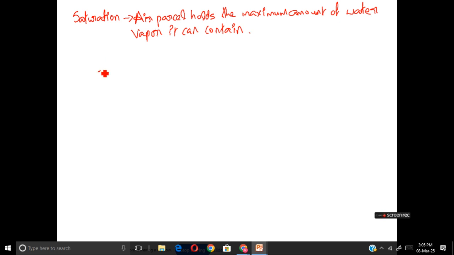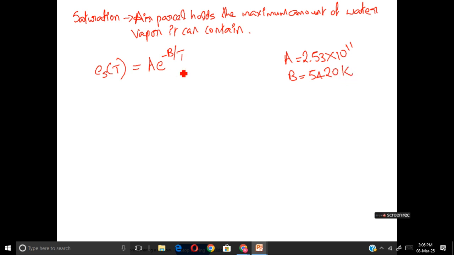We also learned that the saturation vapor pressure is a function of T, which is represented as Es of T, given by A e raised to minus B by T, where A has a value of 2.53 into 10 raised to 11, and B has a value of 5420 Kelvin. T is the temperature. So saturation vapor pressure is basically a function of temperature.